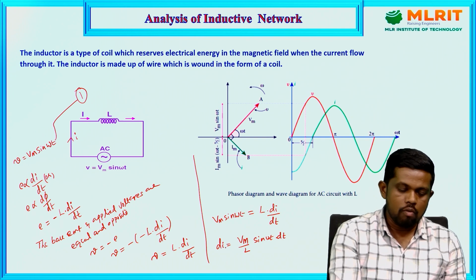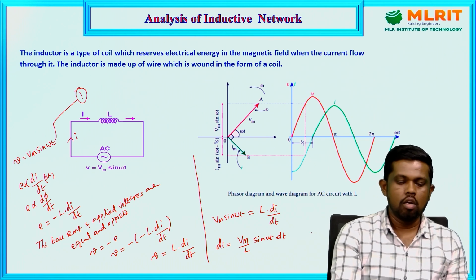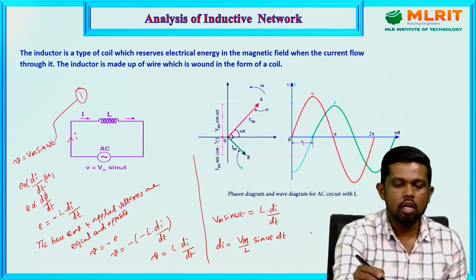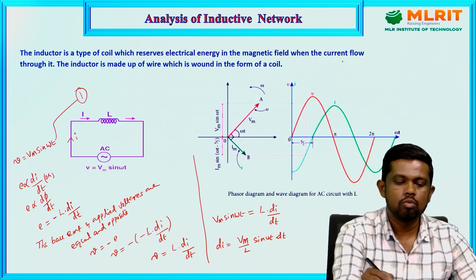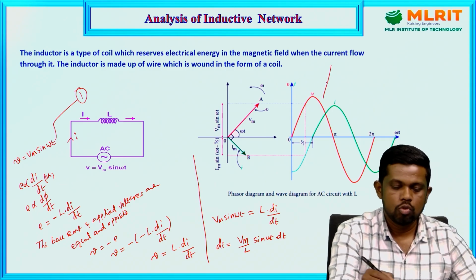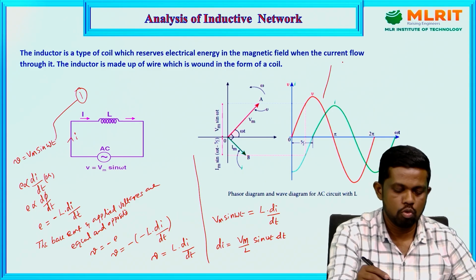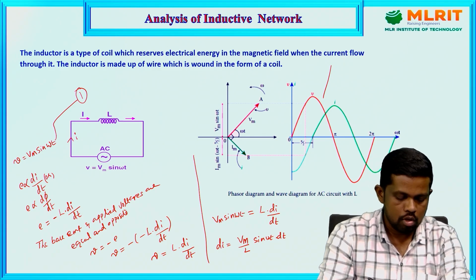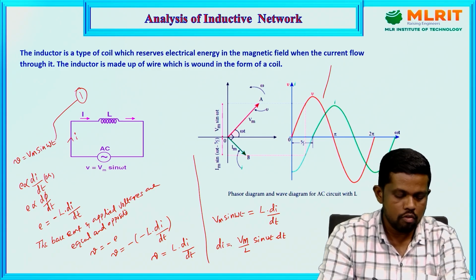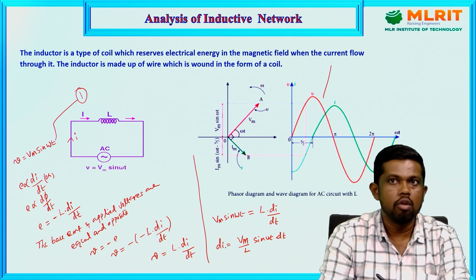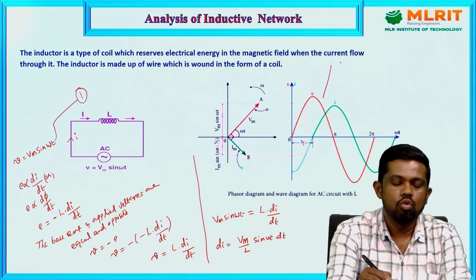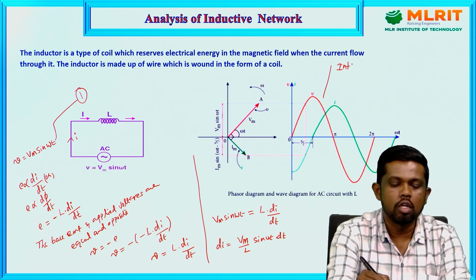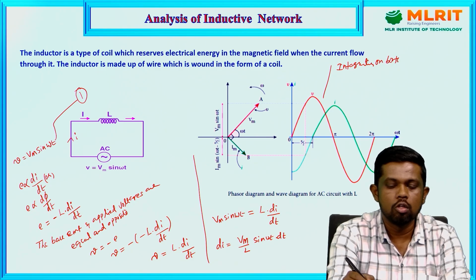I mean the current value we will get in terms of the differentiation nature. So based on this one, we will get the current value. For the above expression we need to do some integration, because I'm trying to find out the current value of the inductor. So for that we need to do some integration, integrating on both sides.